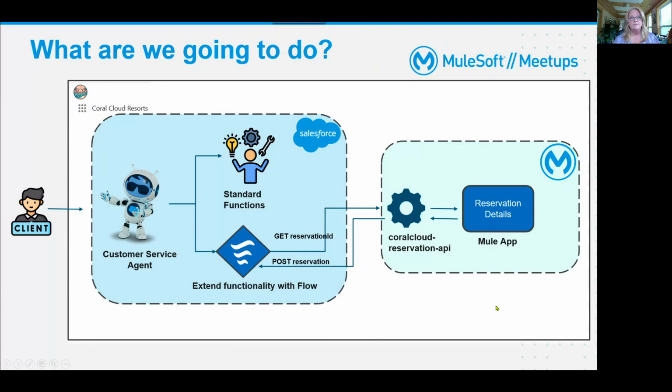So our goal is to have an Anypoint platform and a Salesforce org that are integrated. And we already did that part. We integrated the two platforms already. It is using the Coral Cloud Resorts use case that you have probably seen in some of the other workshops that have been done. But we're creating a Mule API. And this Mule API is going to be serving up a GET request based on a reservation ID. And it also has a post reservation feature that we will not use in this workshop. But regardless, it's going to be in our specification.